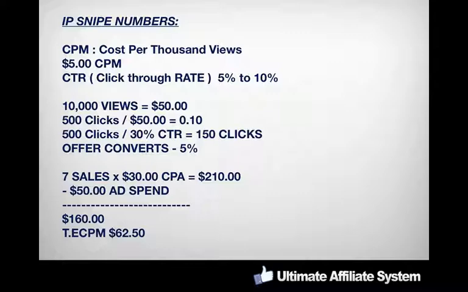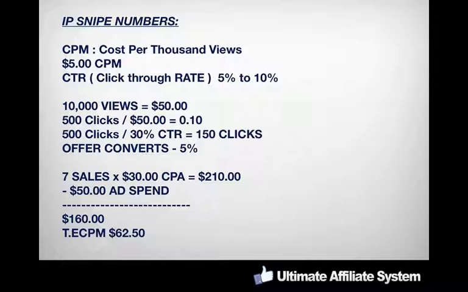So let's say 500 clicks, they went to your pre-sale. 30% of the people on your pre-sale actually clicked to the offer, and 5% of those people converted. Now you have 7 sales, because 5% of the 150 is 7. 7 sales times you find a product that's paying you $30 CPA, which is usually a free trial product. Or there's various sale products too that you can find, and I'll give you guys those in the resource section as well. So $30 CPA equals $210 with the $50 ad spend. You make a net profit of $160.